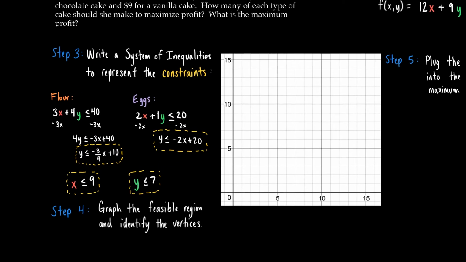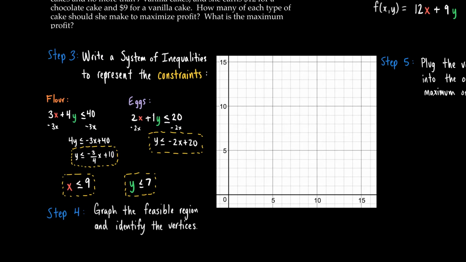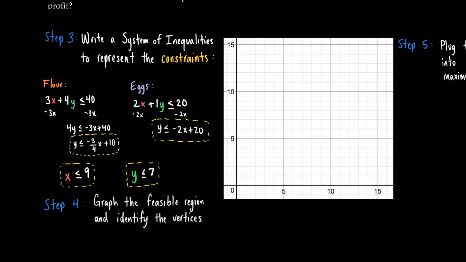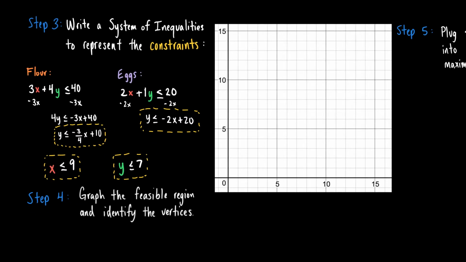Okay, so what we're going to do now is we're just going to take each one of these and go ahead and graph it. So let's do the first one here. So let's do this one first. We're going to need to go up to 10, and then we're going to go down 3/4.